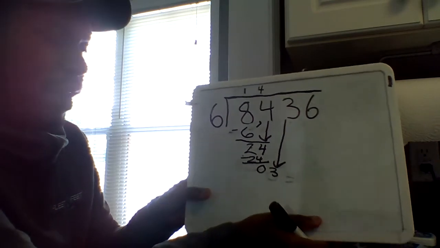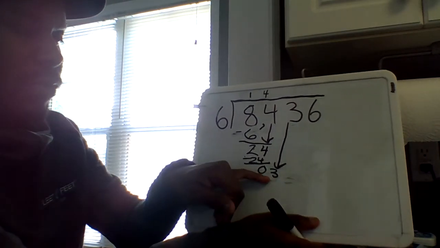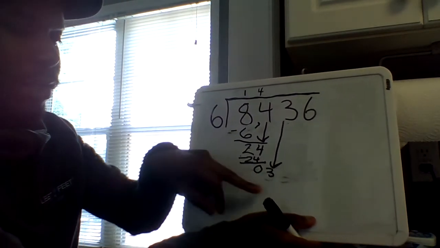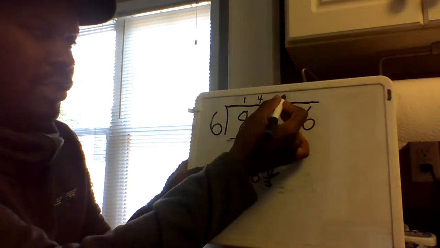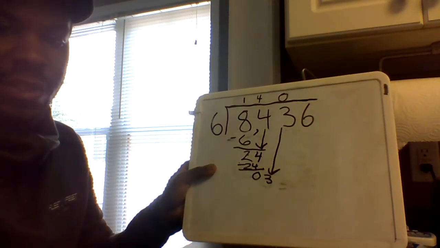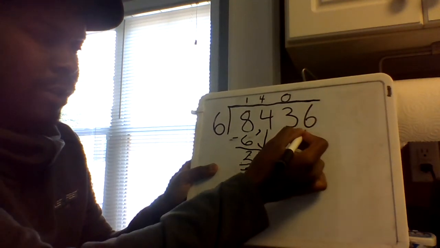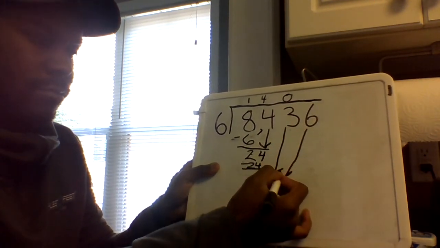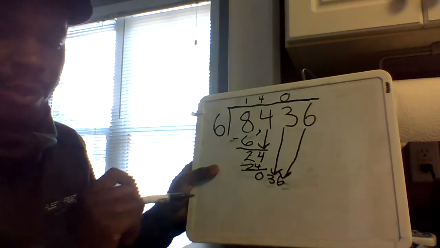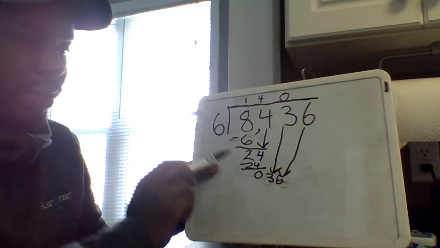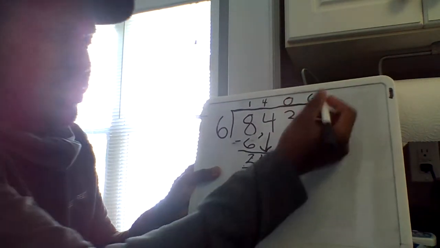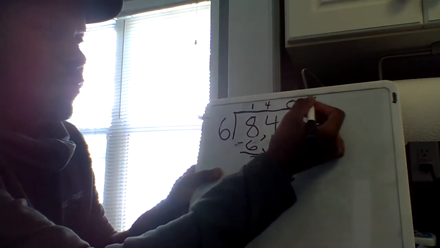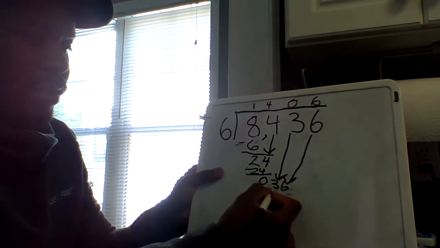Here's the hard part. I know that 6 is greater than 3, so 6 cannot equally go into 3. So what do I need to do? I'm going to put a 0 as a placeholder, and I'm going to bring down my 6. I do know that 6 equally goes into 36 6 times. So that goes above the 6.